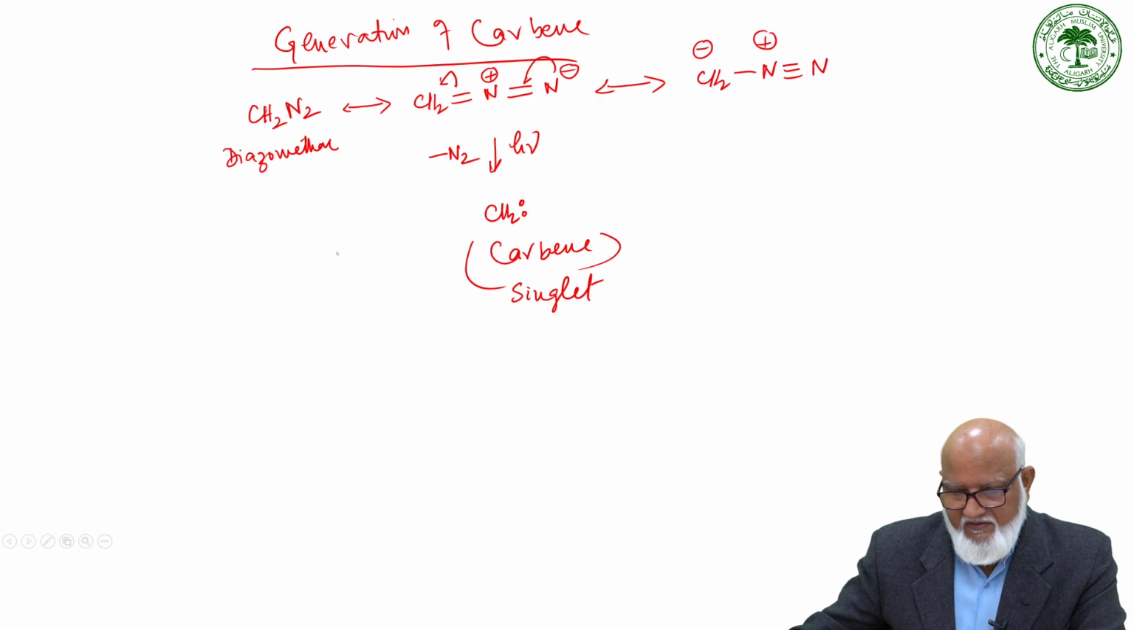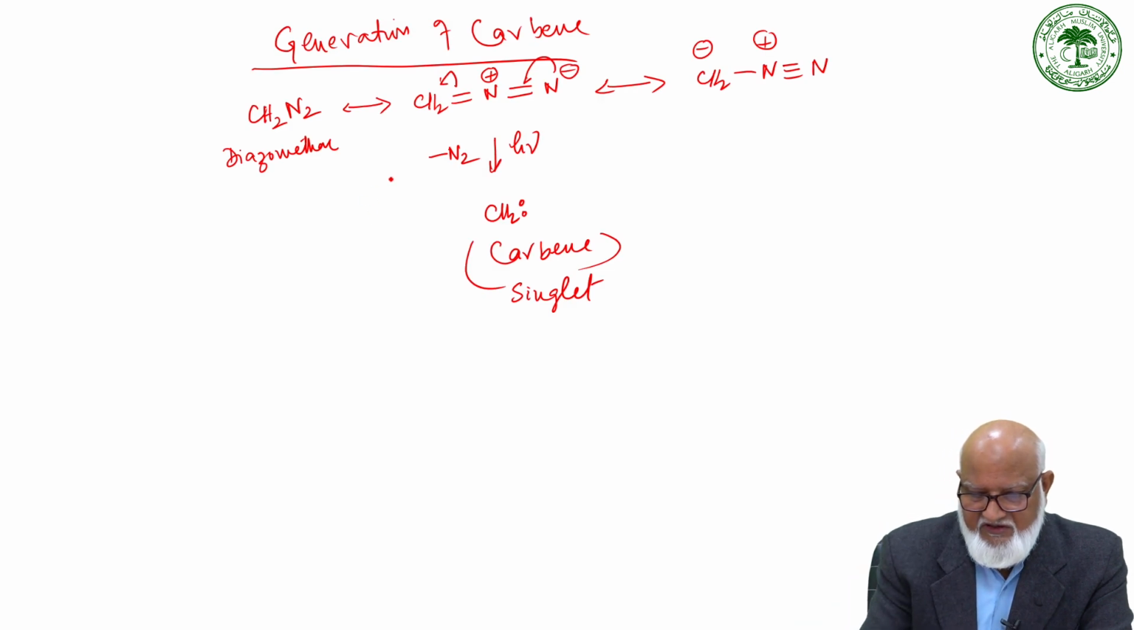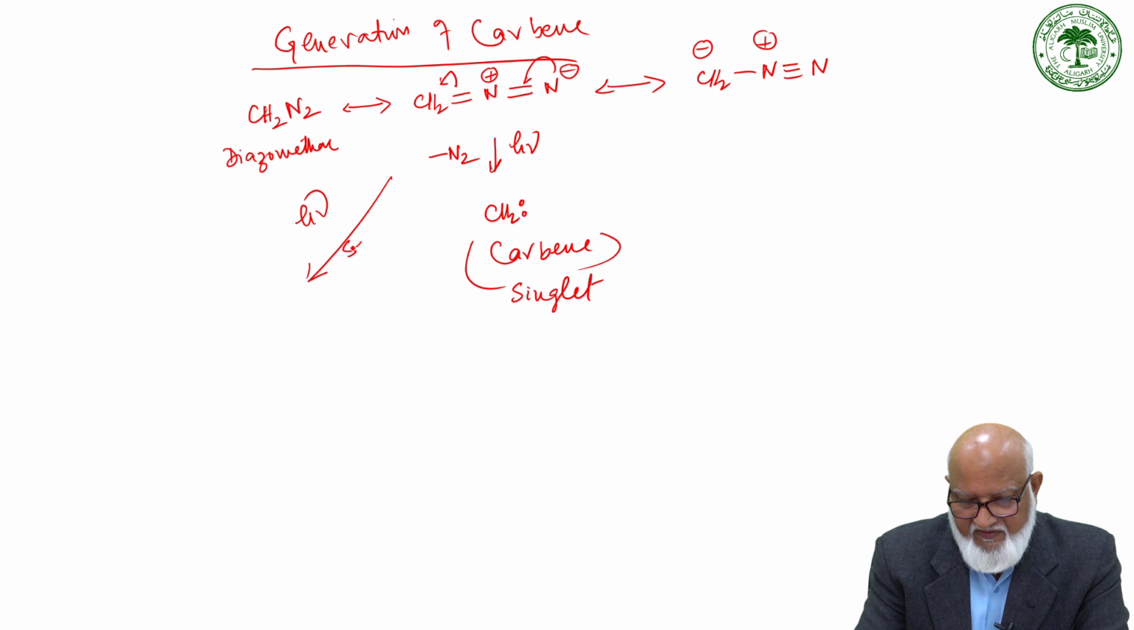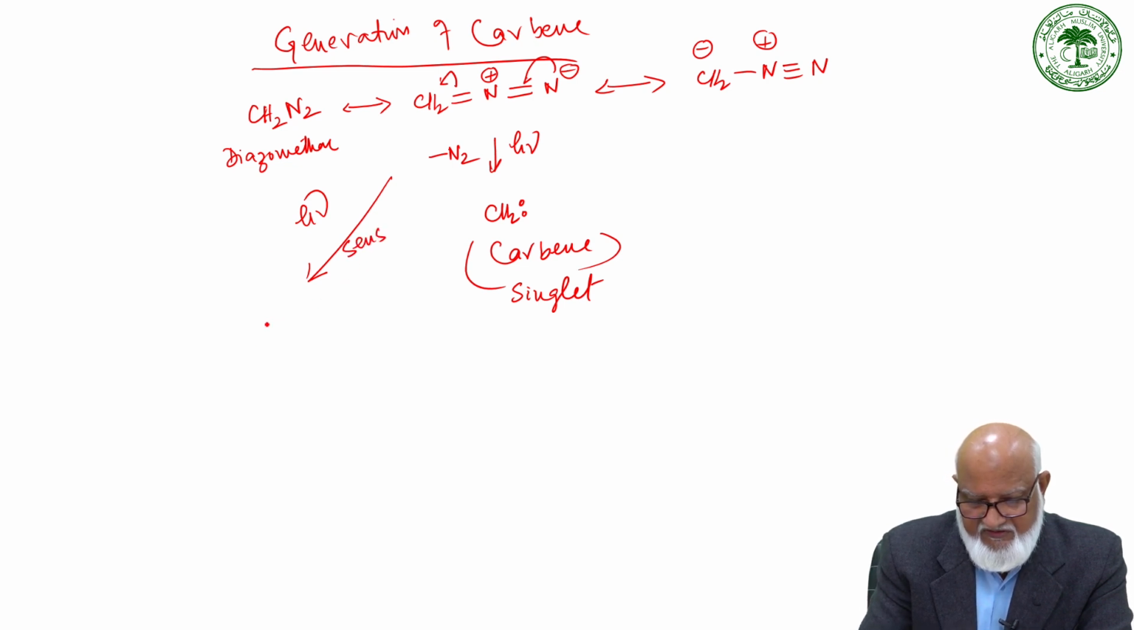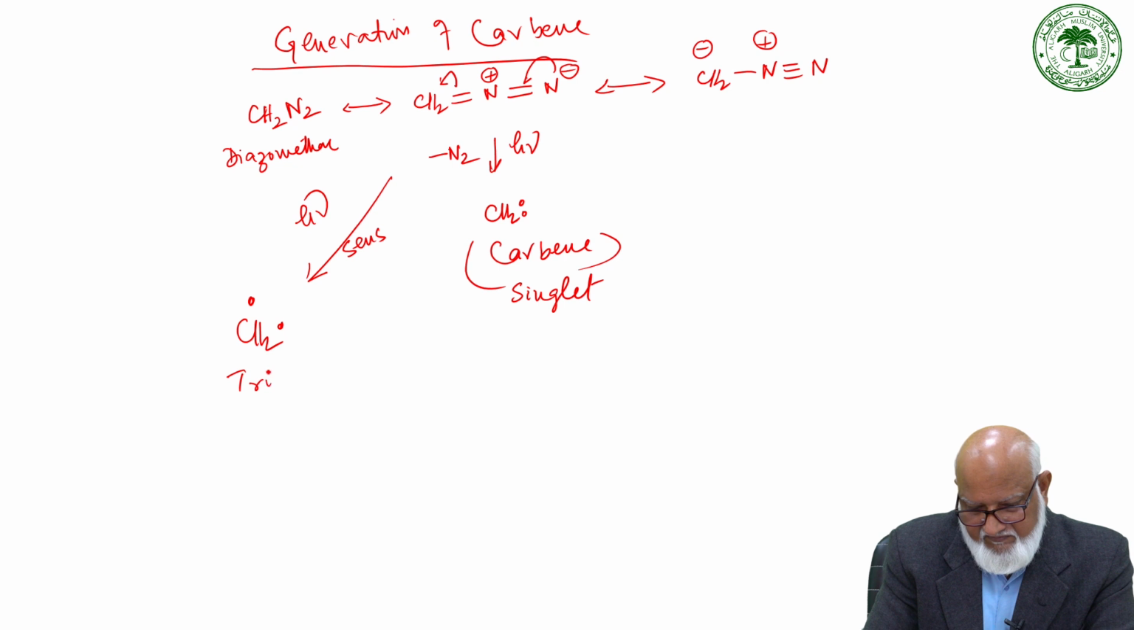If the irradiation is carried out in the presence of a sensitizer, it also loses N2 to give a triplet carbene, plus nitrogen loss.